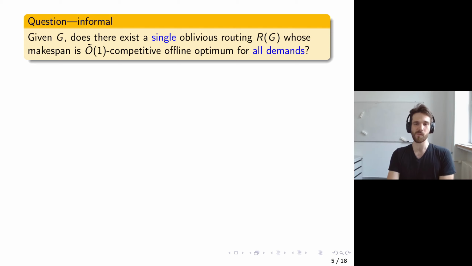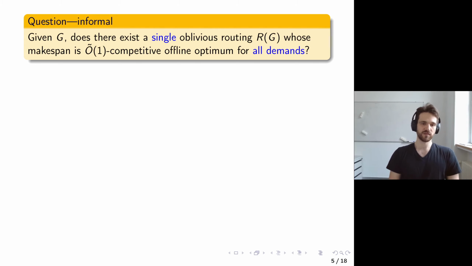And now let's pose the question that you're going to study here. Given a graph G, does there exist a single oblivious routing R of G whose makespan is always polynomially competitive with the offline optimum for all possible demands? By demand, I mean all possible sets of drivers, or the sources and destinations of all drivers. And by Õ(1), I'm always going to mean polylog in this talk.